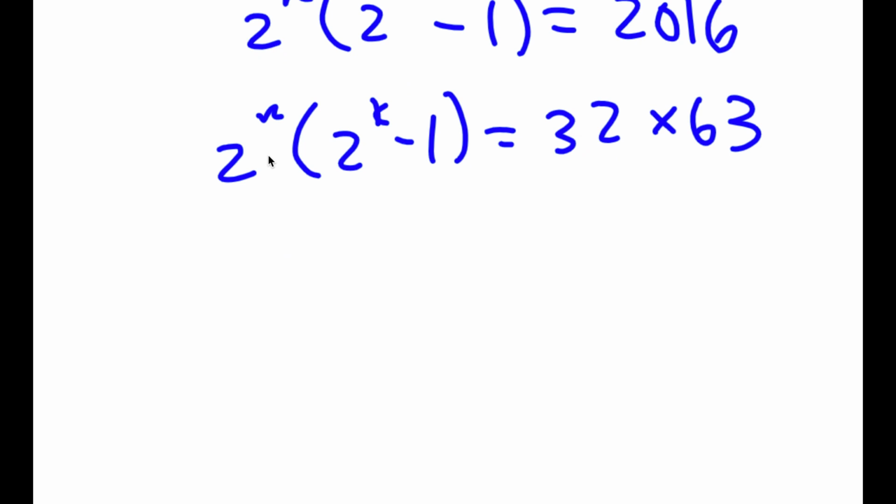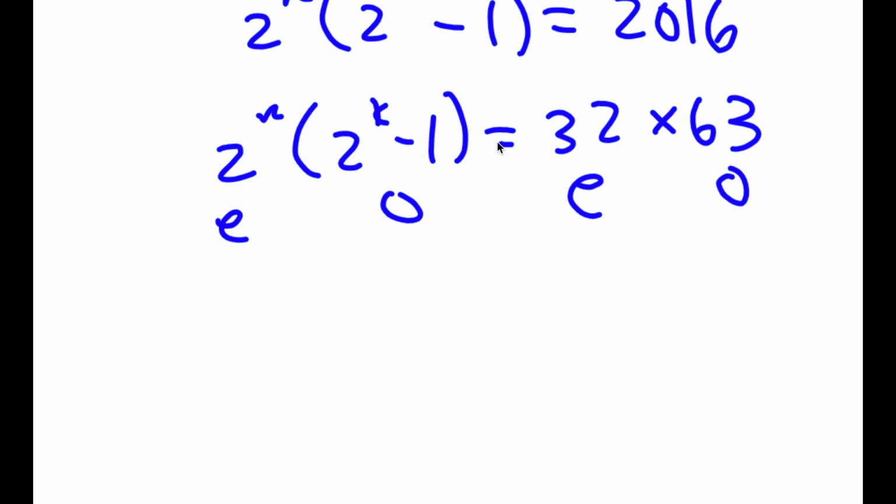So as you can see here, 2 to the power of n is going to be an even number, right? Even, because 2 to the power of any number is even. Now 2 to the power of k is even, but an even number minus 1 is going to be odd. So 2 to the power of n is even, and 2 to the power of k minus 1 is odd. So now 32 here is even, and 63 is odd.